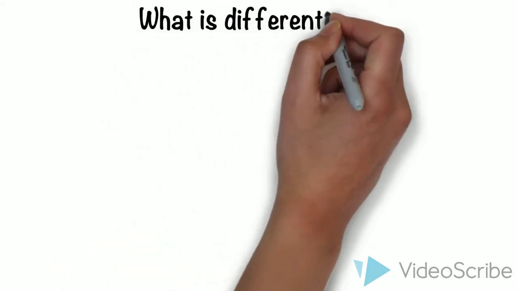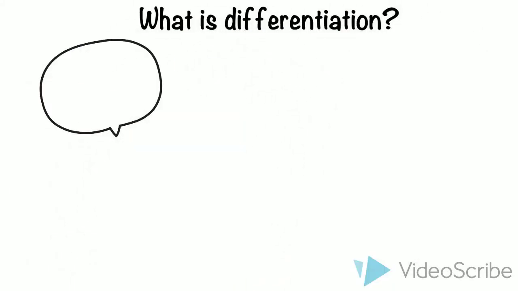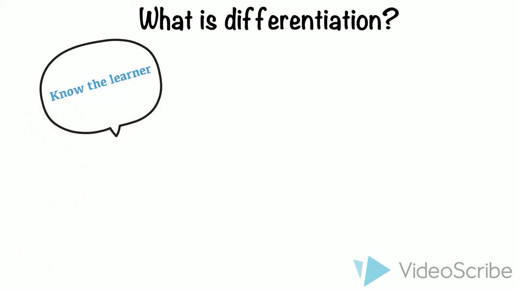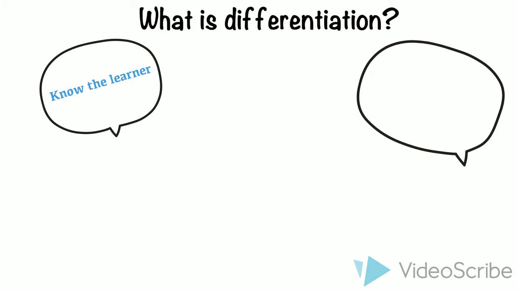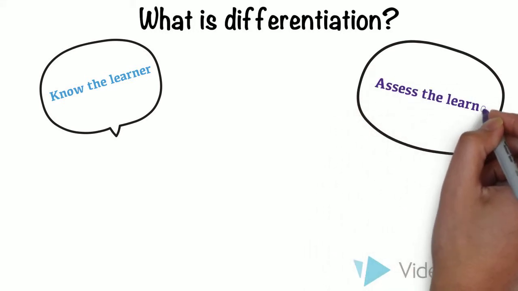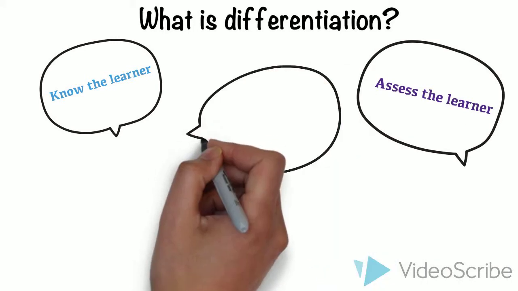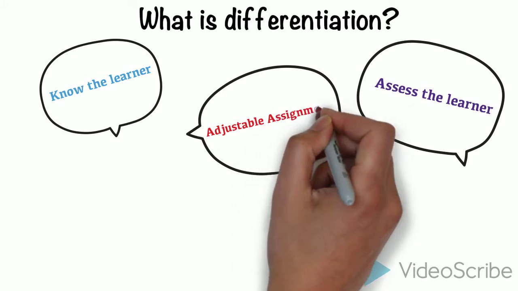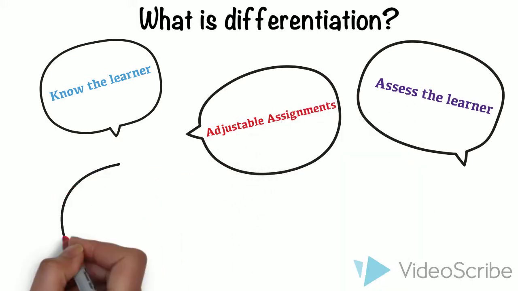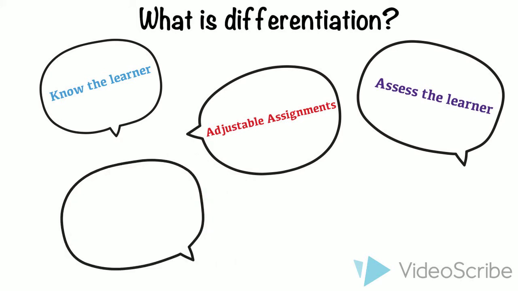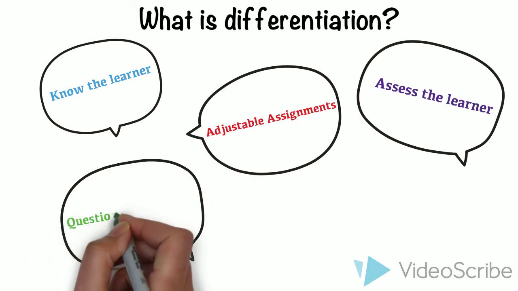So what exactly is differentiated instruction? Differentiation requires that teachers know their learners. What do they excel in? What do they struggle with? It also requires us to assess the learner in order to measure their progress. Differentiation often involves having to make adjustable assignments that target specific areas in which a student needs more practice or clarification. As educators, we need to question our strategies for supporting students and what we can do to improve in meeting the needs of our students.